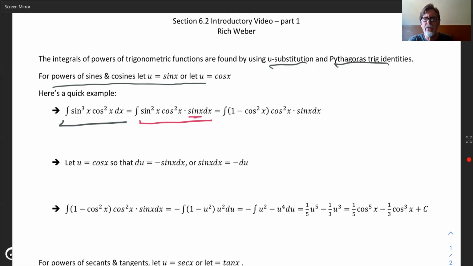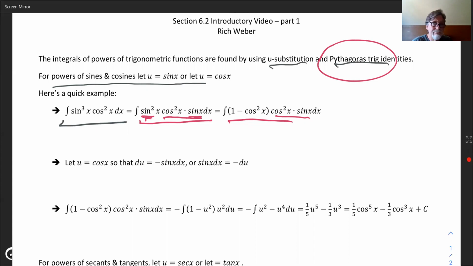And why did we do that? You'll see, watch. The next step is this. What the heck changed? Well, cosine squared sine, cosine squared sine. Apparently, if you take sine squared, you can write it as 1 minus cosine squared. Is that true? Yes, it is. Pythagoras says so. That's a Pythagorean identity.